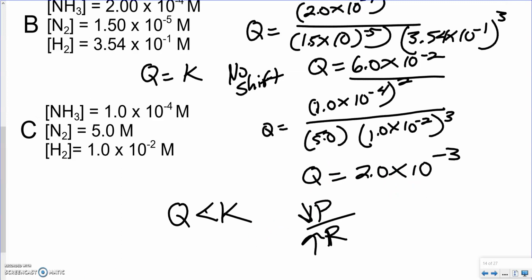Okay, so I'm going to stop here in this video. So now we've had a chance to look at what Q is, what K is, and then how we can use K to determine favoring and using Q to determine shift if there is going to be a shift. In the next video, we're going to look at K and how to use K to solve equilibrium problems.